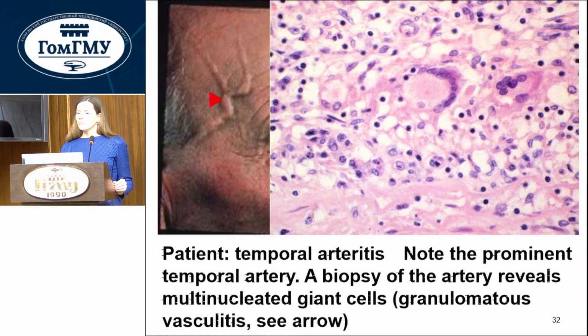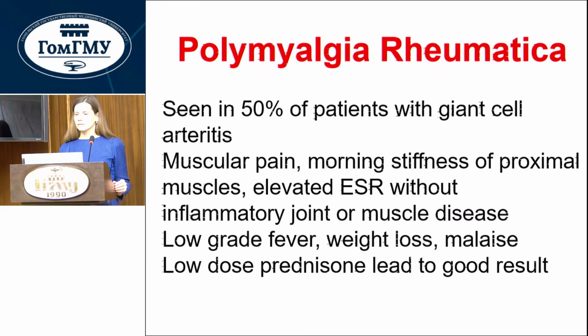Okay, polymyalgia rheumatica is seen in 50% of patients with giant cell arteritis. Muscular pain, morning stiffness of proximal muscles, elevated erythrocyte sedimentation rate, without inflammatory joint or muscle disease. Sometimes low-grade fever, weight loss, malaise are present, and a low dose of prednisolone leads to good results in this. It's also very important for differential diagnostics.